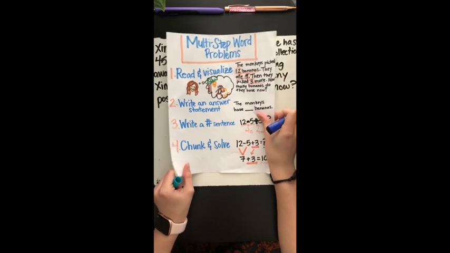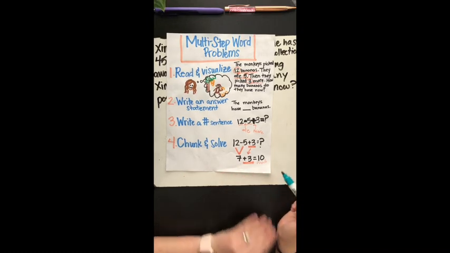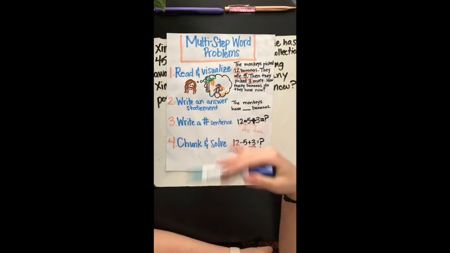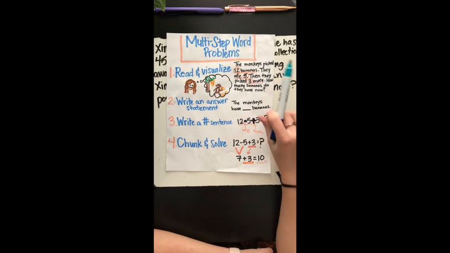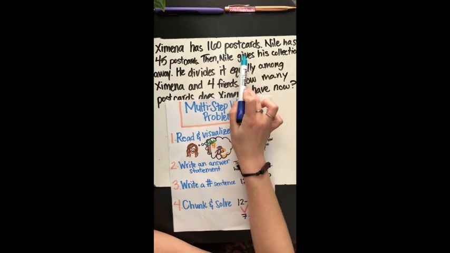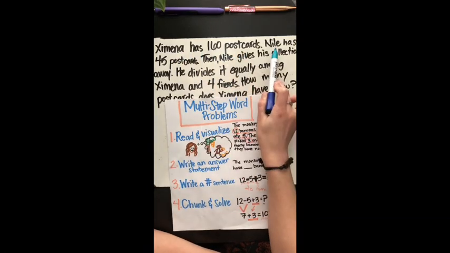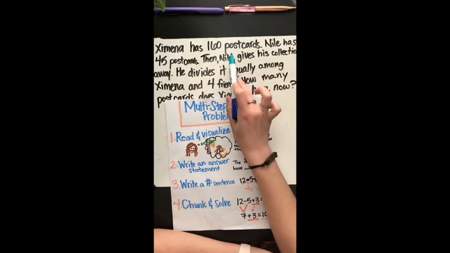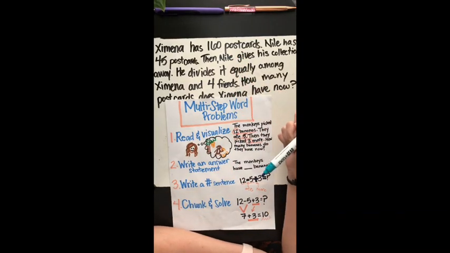All right, if I'm going to follow my steps to solve multi-step word problems, the first thing I'm going to do is visualize. I'm going to picture in my mind what this is talking about. So I see that Jimena is collecting postcards. Jimena has a collection and Niall has a collection, but then Niall gave away his postcards. So I know we're talking about postcards.